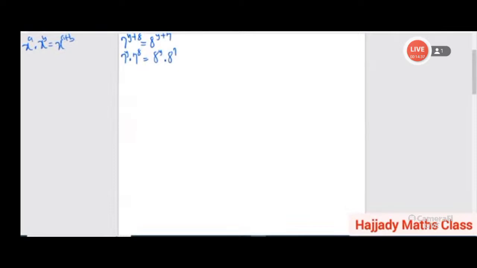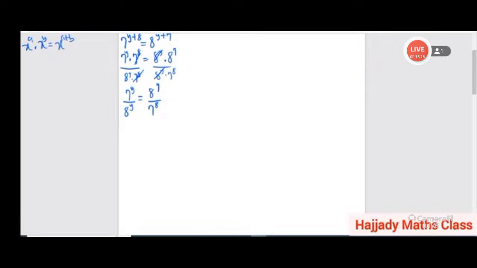With this, we can divide both sides by 8 raised to power y times 7 raised to power 8. So 7 raised to power 8 is going to cancel out 7 raised to power 8, and 8 raised to power y is going to cancel out 8 raised to power y. I'm going to be left with 7 raised to power y divided by 8 raised to power y equals 8 raised to power 7 divided by 7 raised to power 8.